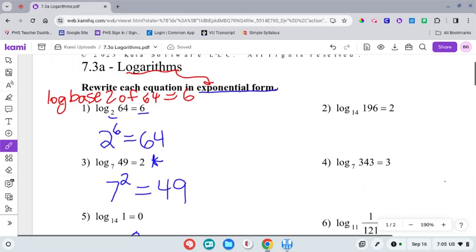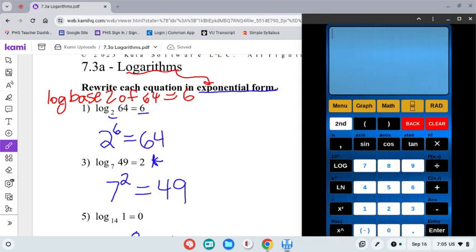Okay, so let's talk about some of these, maybe using a calculator. If you pull out your calculator, you might notice there's this log button right here. But log 64 is not going to give me the answer, because log on the calculator is always going to be log base 10. And problem number 1 is log base 2. So I don't have a button for that, but I can type it in. Log 2, 64.